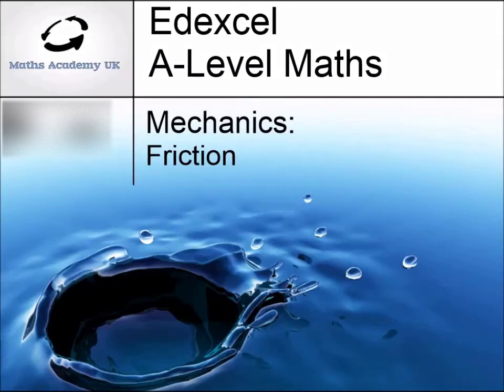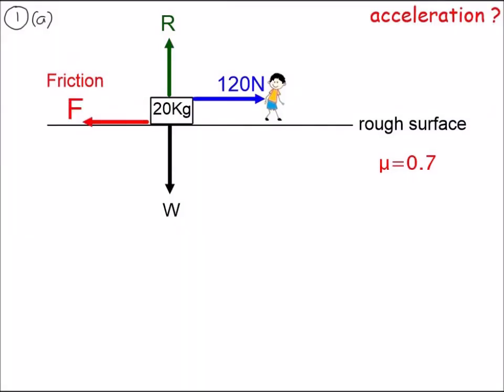Problems involving friction. Example 1. A 20 kilogram block sits on a rough surface. The coefficient of friction is given, 0.7. A 120 Newton force is applied in this direction by this person, and we need to calculate the acceleration.